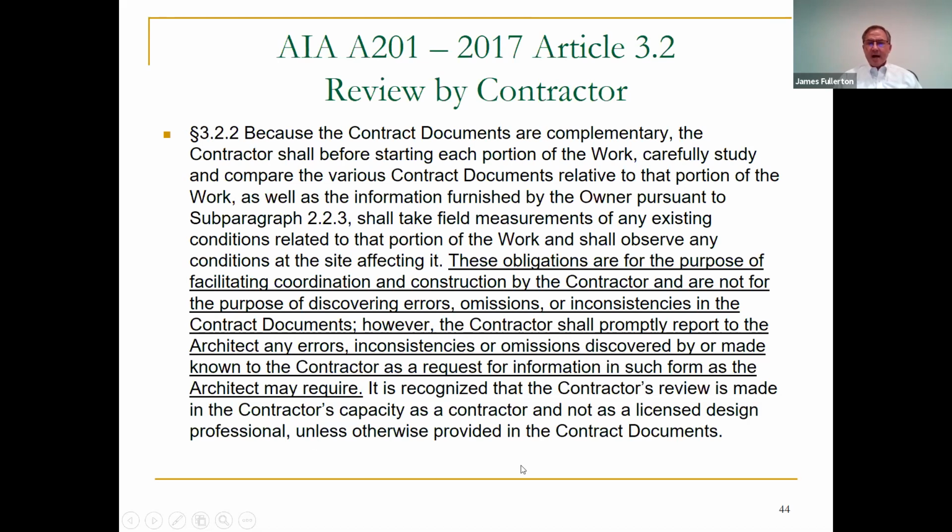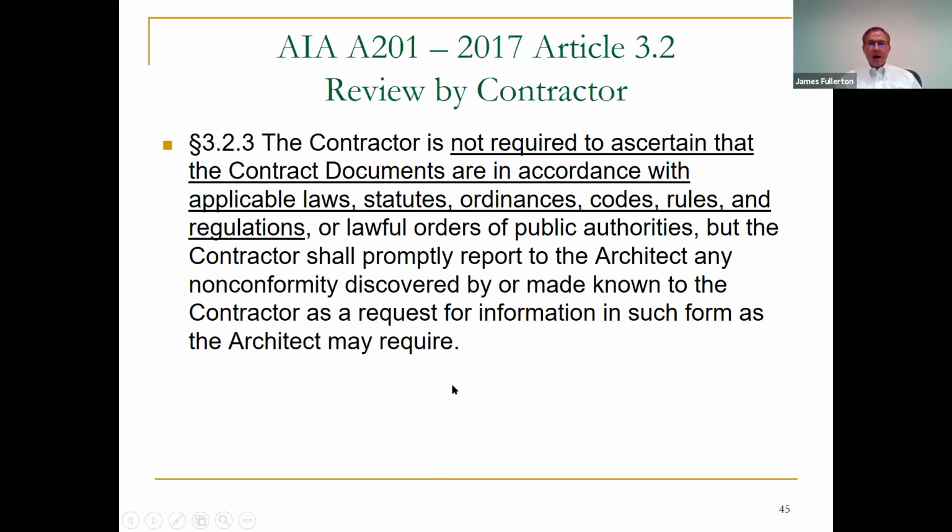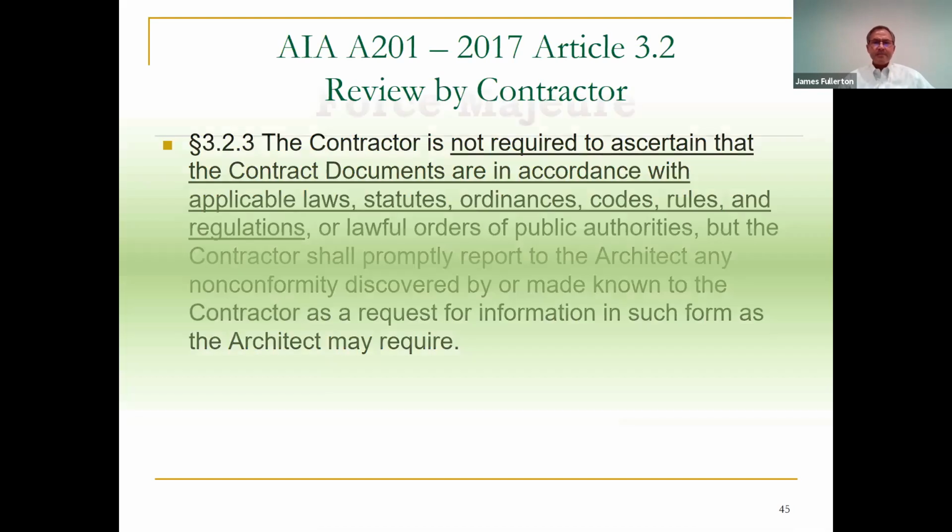This is okay. And in fact, the underlined language here is exactly what you'd want to add to the prior site investigation provision that we were looking at a moment ago. The obligations to go out to the site and to inspect it do not give us the burden of finding all errors, omissions, or inconsistencies, but if we see any, we'll let you know right away. The contractor, this is again what the AIA document says, contractor is not required to ascertain that the contract documents are in accordance with the code. That's very different. Sometimes contracts go so far as to say, you as the contractor warrant to the owner that the plans and specifications are correct. You don't want to agree to that.